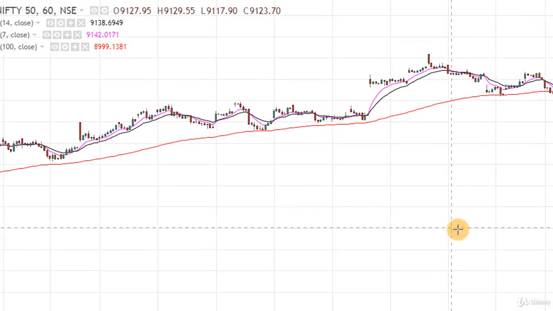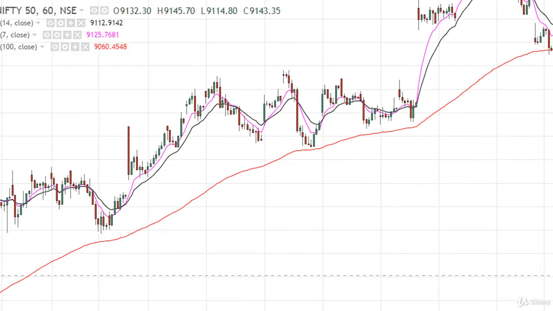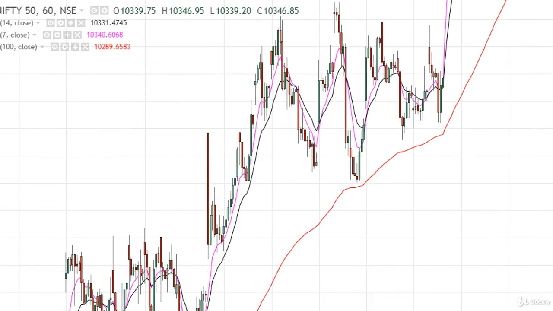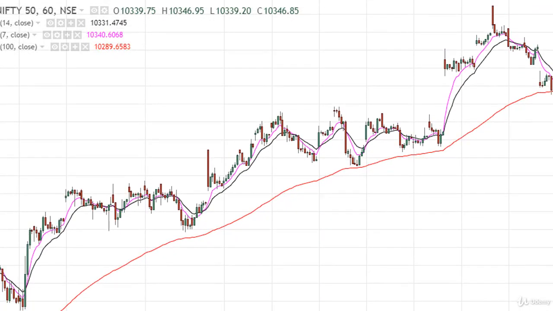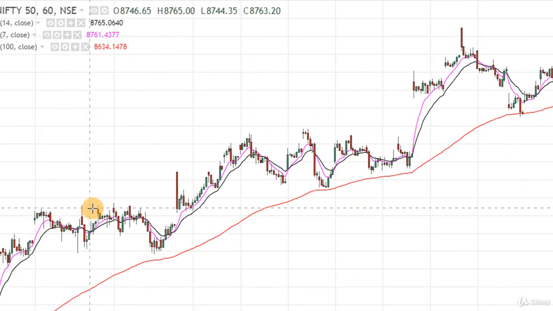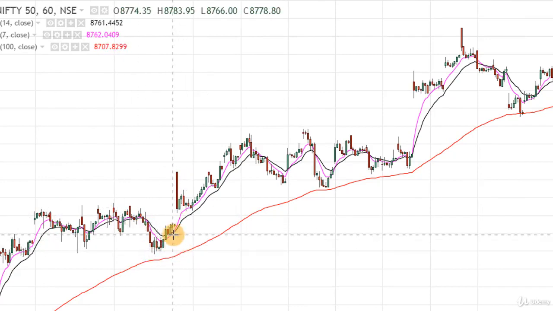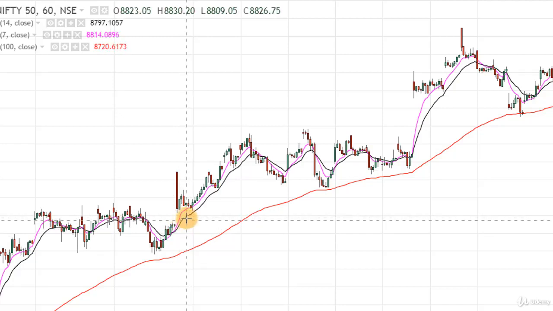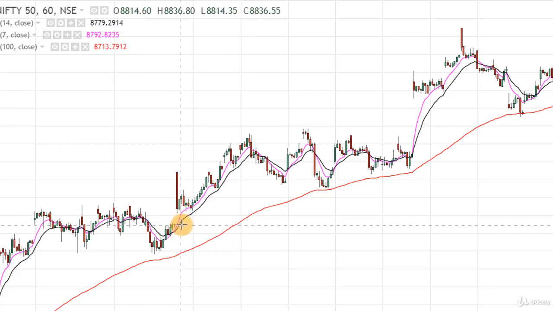Let me zoom in the chart to get a clear picture. Now see. See here. This red line is the support line, and now prices are coming to touch this line, and here we are getting a bullish crossover. This pink line is the 7-hour moving average or the faster moving average, and this black line is the 14-hour moving average. This is the slower moving average. So, when faster moving average is above this slower moving average, then we get a buying signal.